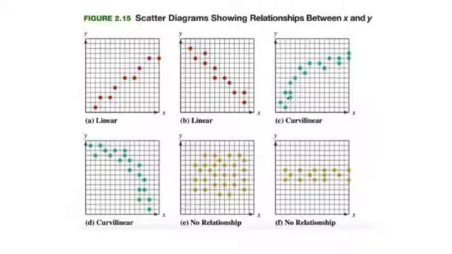C and D are curvilinear scatter diagrams, and so there's a curve shape to the points. It's not a straight line, but we do see that there's a pattern in the data. C is an example of an increasing, and D is an example of a decreasing curvilinear pattern. We could also have no relationship between the points. So the points could just be scattered all around and they don't fit a line or any other shape, and then that would be considered to be no relationship.